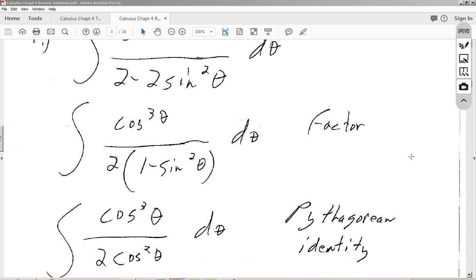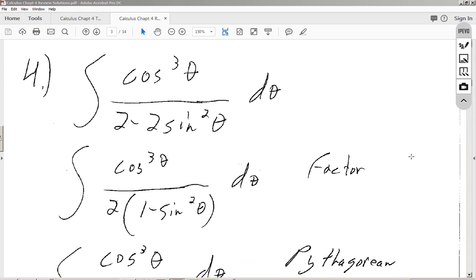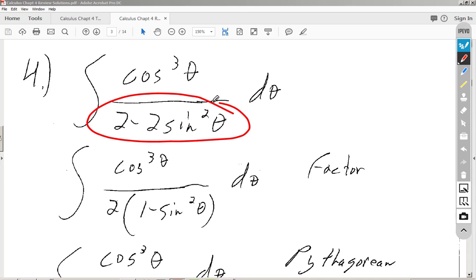On number 4, it says evaluate the integral of cosine cubed of theta all over 2 minus 2 sine squared of theta. So the very first thing that you want to do is take your denominator, and we're going to factor 2 out of it. So factoring out a 2, we're going to get 2 times 1 minus the sine squared of theta.